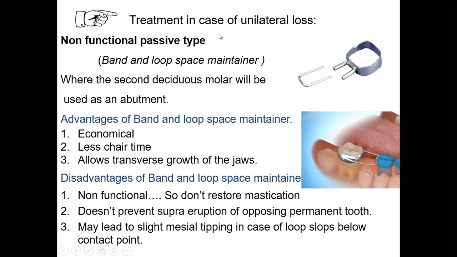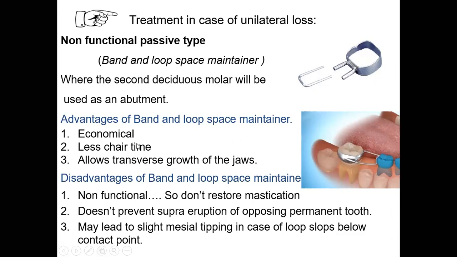So what is the treatment? If the loss is unilateral, the treatment is different. If the loss is bilateral, then the treatment is different. If the loss is on a unilateral side, on one side only, then we can give a banded loop space maintainer. We can give an individual tooth space maintainer. Okay, these banded loop space maintainers can be given.